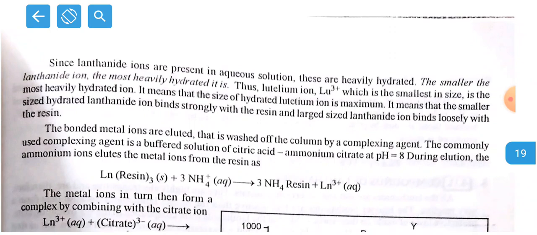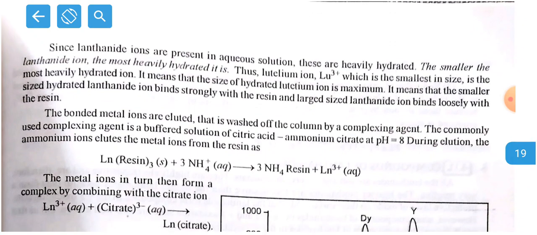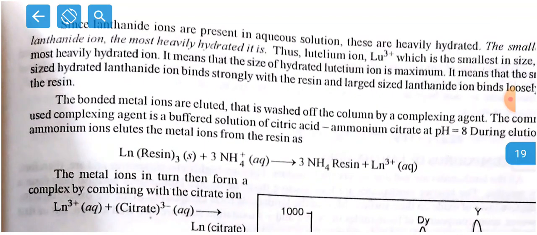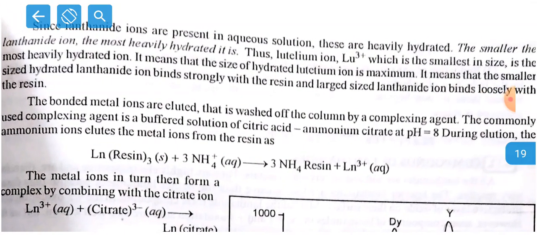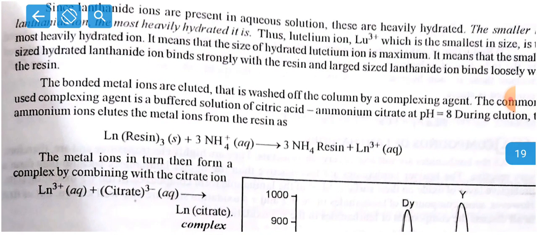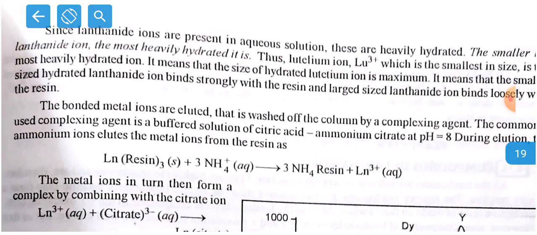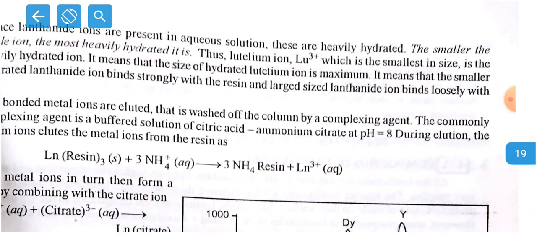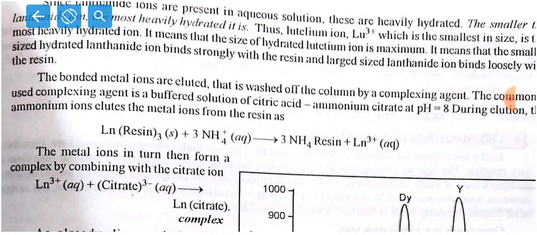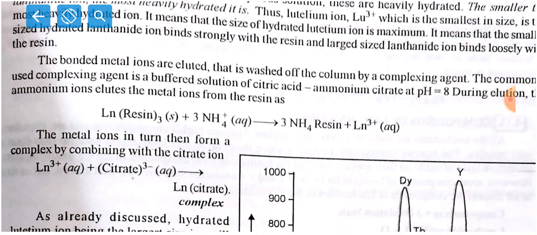Since lanthanoid ions are present in aqueous solution, these are heavily hydrated. The smaller the lanthanoid ion, the more heavily hydrated it is. Thus, the lutetium ion, Lu3+, which is the smallest in size, is the most heavily hydrated ion. It means that the size of the hydrated lutetium ion is maximum. It means that the smaller lanthanoid ion, being larger when hydrated, binds loosely with the resin, and the larger lanthanoid ion binds strongly with the resin. The bonded metal ions are eluted, that is, washed off the column, by a complexing agent.